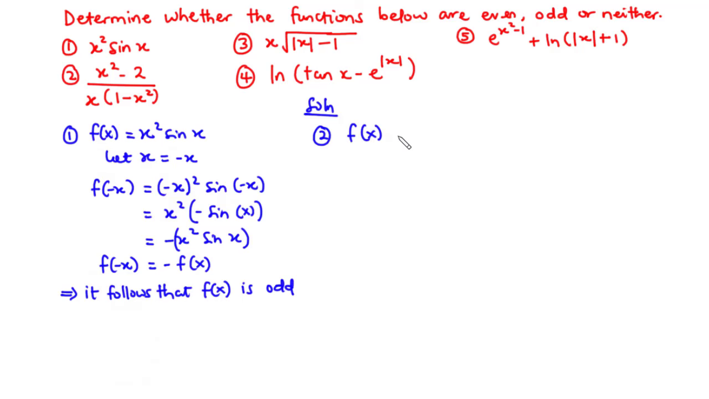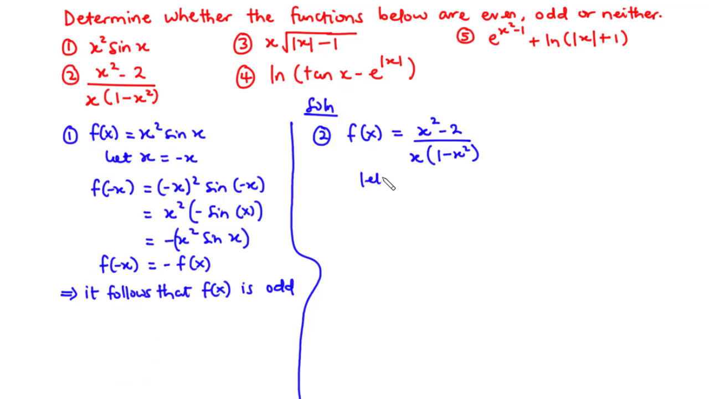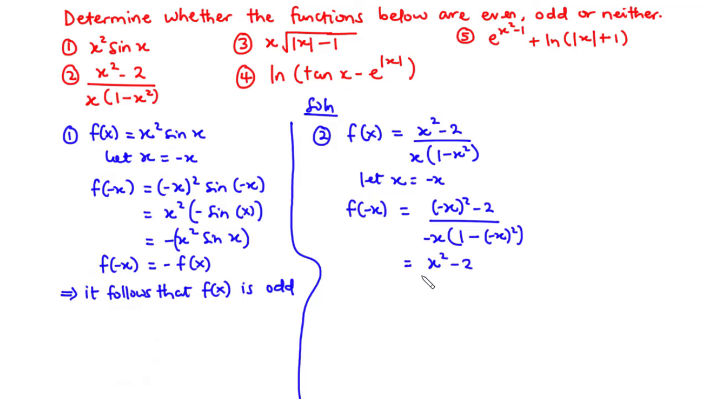So we have f of x equals x square minus 2 divided by x into brackets 1 minus x square. So let's substitute negative x in place of x. So f of negative x is equal to negative x square minus 2 divided by negative x into brackets 1 minus negative x square. So let's simplify. Negative x square becomes x square and then minus 2 divided by negative x into brackets 1 minus, now negative x square is x square, so this is minus, and then this becomes x square.